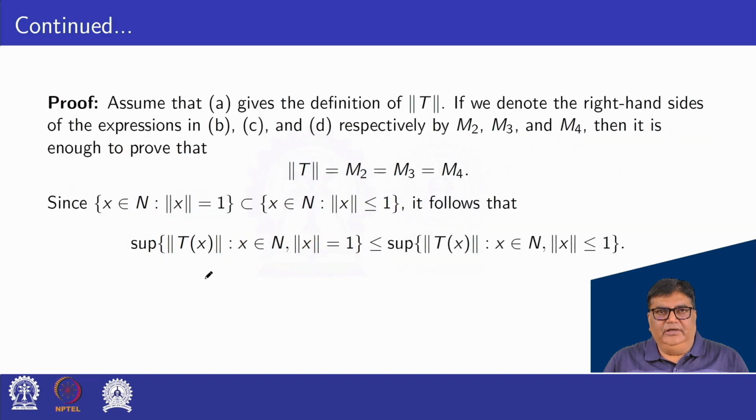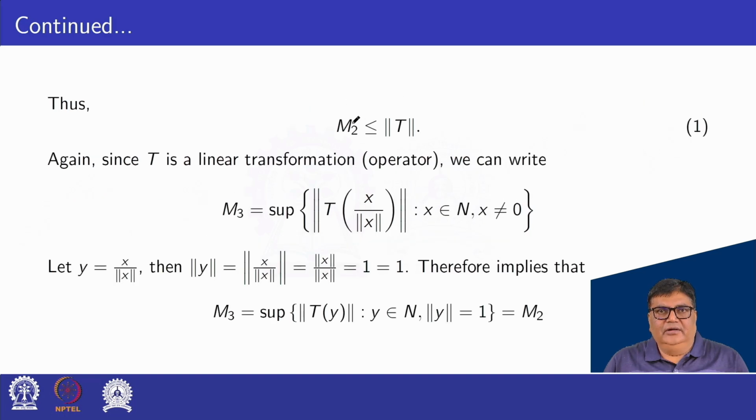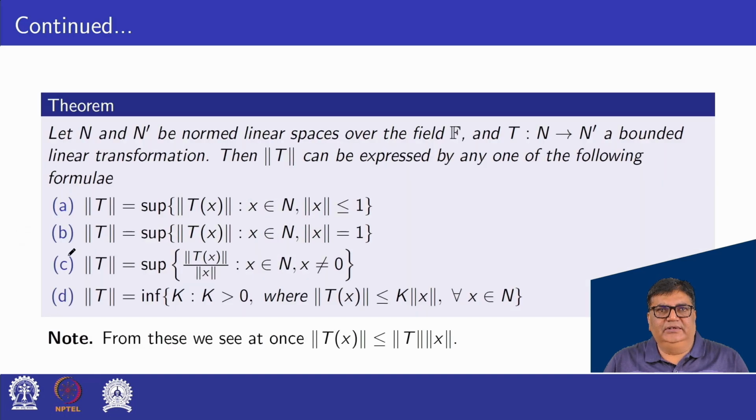Okay, and this one is denoted by M2. Then we can say that M2 is less than or equal to norm T. Equation 1. Again, since T is a linear transformation, we can write M3. What is M3? This is condition C. It is denoted by M3. M3 is equal to the supremum of norm Tx upon norm x for all x belonging to N and x not equal to 0.